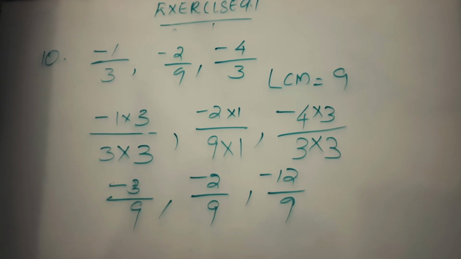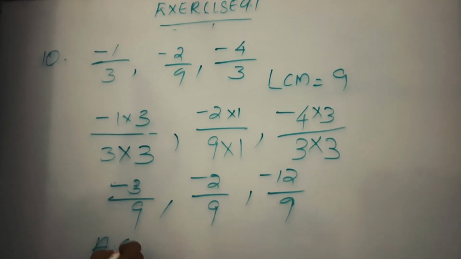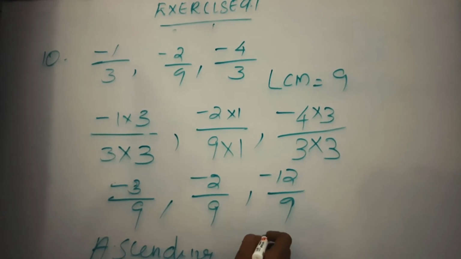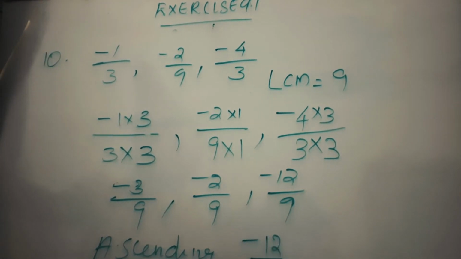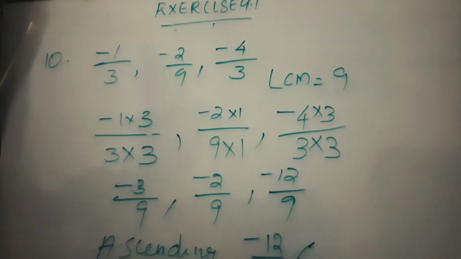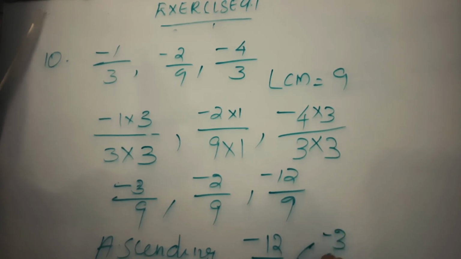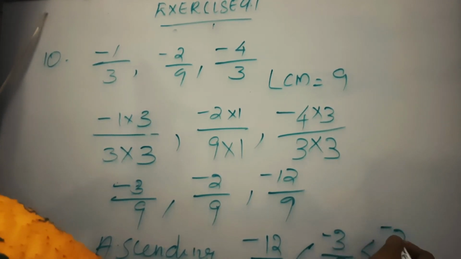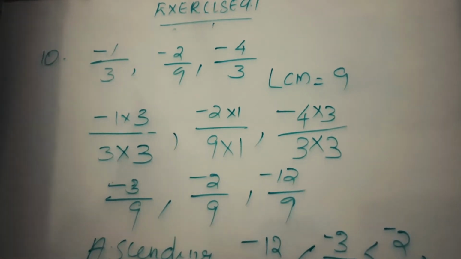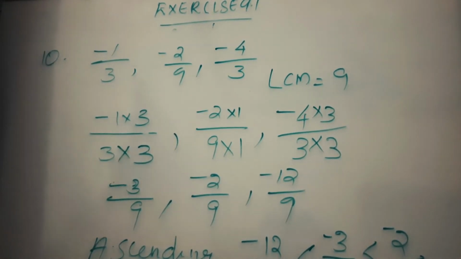We have to arrange them in ascending order. Ascending order means smallest to biggest. So here the ascending order is negative 12 by 9, which is smaller than negative 3 by 9, which is again smaller than negative 2 by 9. This is the ascending order.